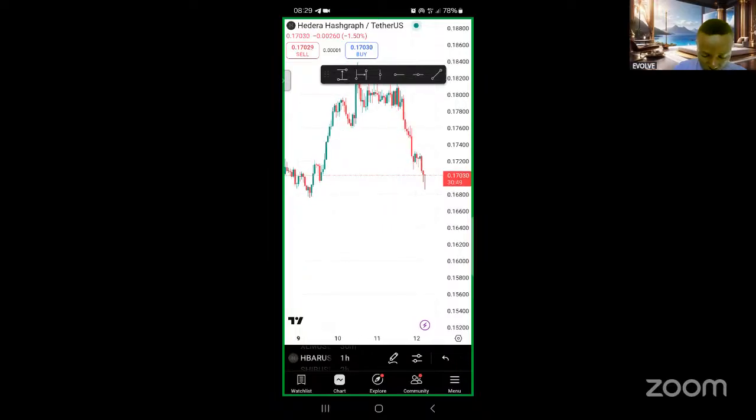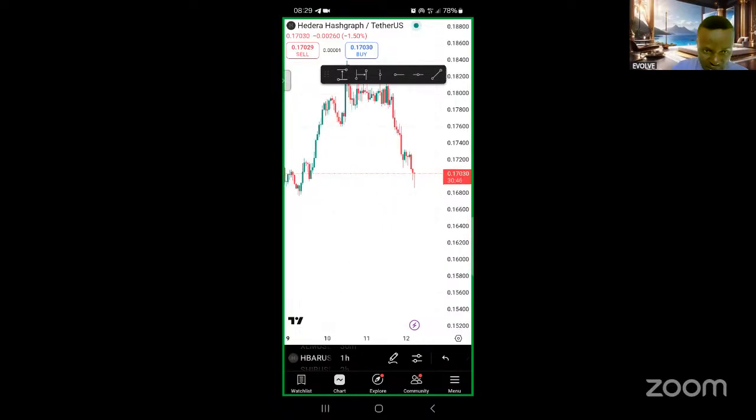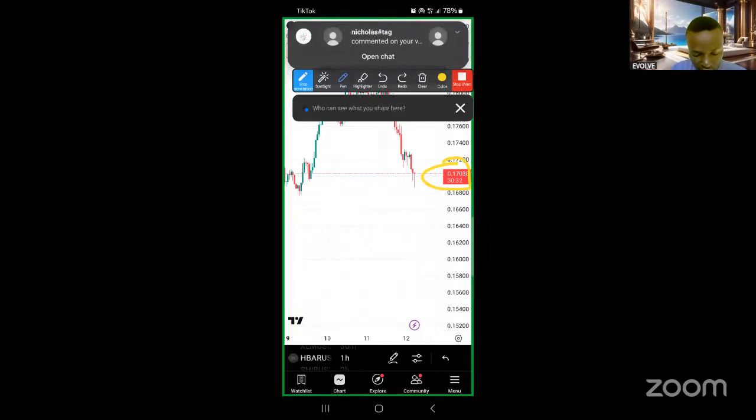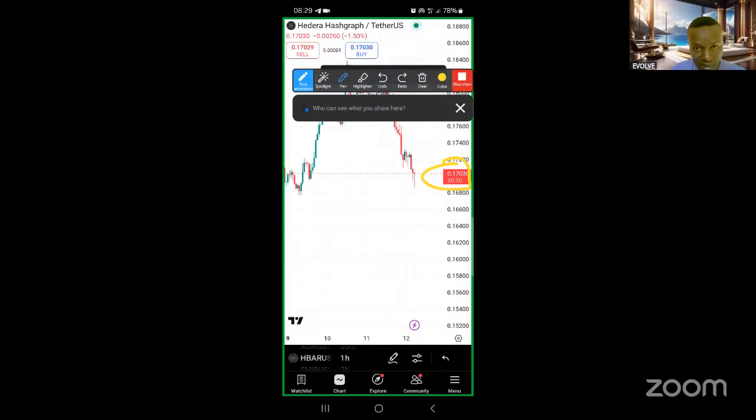What you do from the current price: the current price of the coin is this one. When it is in red, it means there are sellers, there is a supply in the market. When it is in green, it means there is demand. The demand is higher. There are more buyers in the market. This dotted line here is the current market price.